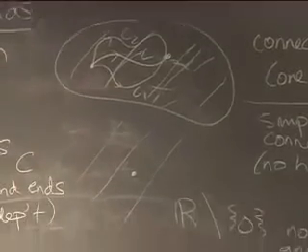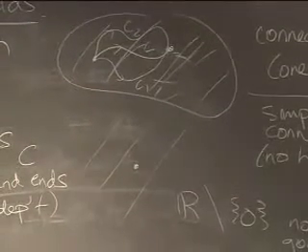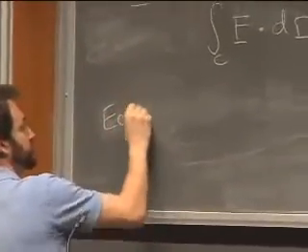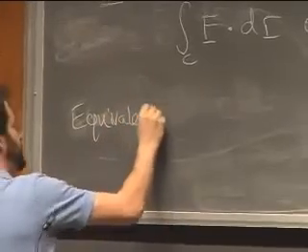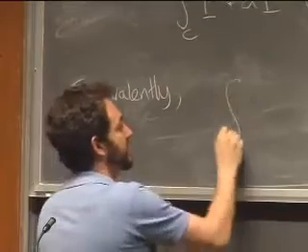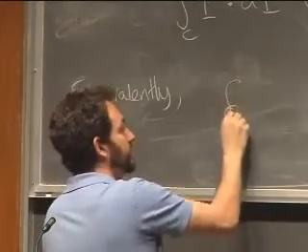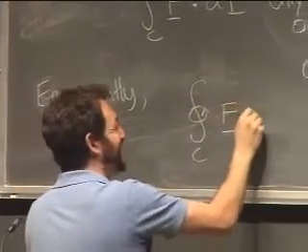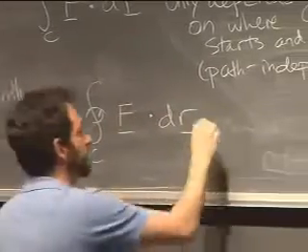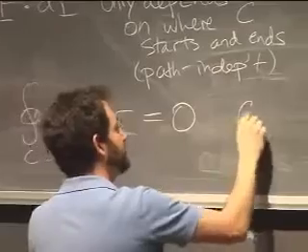Now, there are some nice other equivalent conditions. So, equivalently, it's good to be aware that this is the same thing as saying that the integral around a closed loop is 0 for any loop.